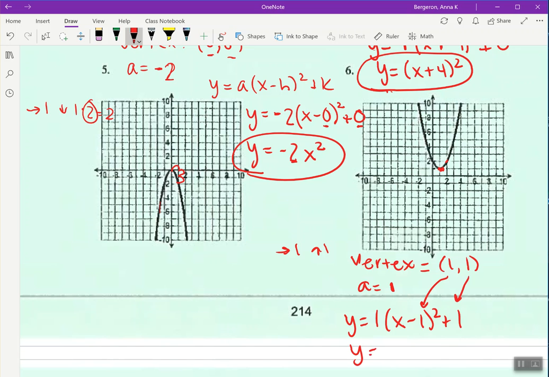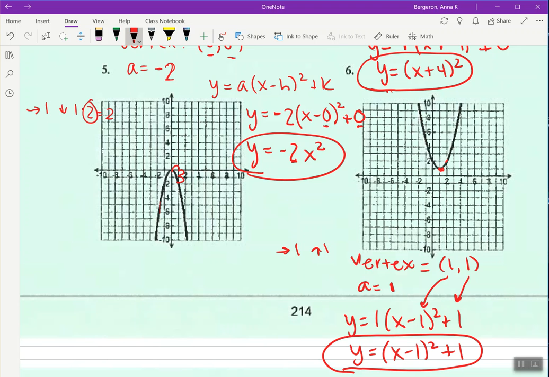And then the only thing we could do to simplify is we don't need to write that 1 here. So I could just write it as x minus 1 squared plus 1. If you want to leave the 1 in the front, that's completely fine. But remember, 1 times anything is just whatever you're multiplying by. So that 1 doesn't affect our answer. All right, great. So we finished 214.